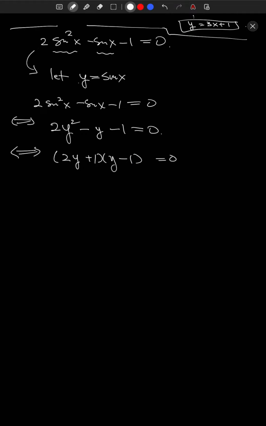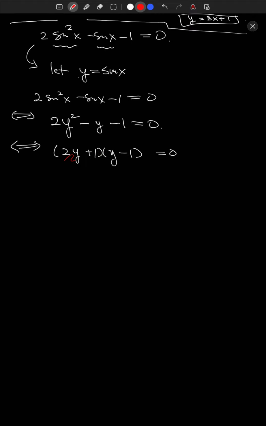I have this factored, and the reason why we factor is because whenever you have two things multiplied to 0, that means one or the other has to be 0, right? And so that means we can split this into two problems: 2y plus 1 equals 0, and y minus 1 equals 0. You cannot do this if the right-hand side is not 0.